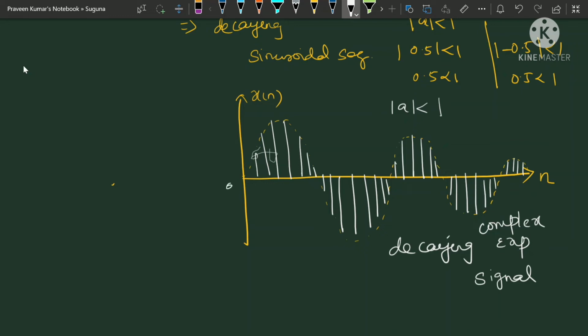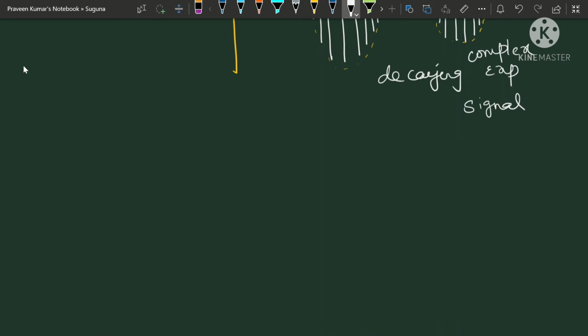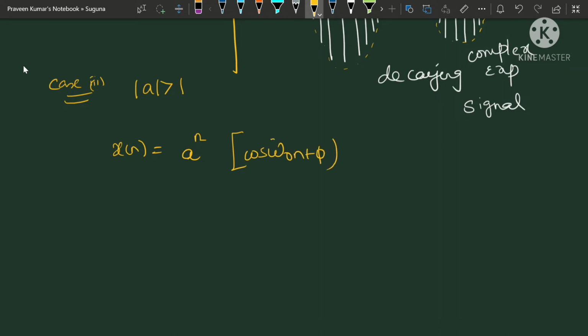Understood? So next is the last case, case 3. Modulus of a is greater than 1. Our x of n becomes a power n cos omega naught n plus phi plus j sin omega naught n plus phi. The same case we have already discussed in real exponential signal in discrete domain, that is a greater than 1. For a greater than 1, the nature of the signal is growing exponential.